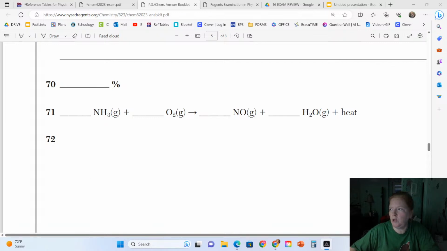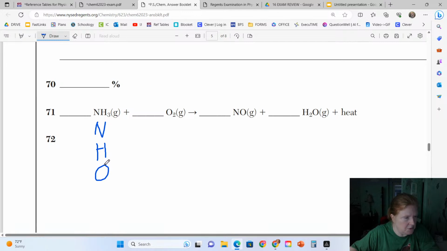So if we look at this question right here, to balance, if I just do a quick check, I can see what I have on this side of the equation. So this is how I like to do it. I'm going to make a list of elements, N, H, and O. And then on this side, I also have to have N, H, and O. But look at this. In a bunch of ways, this was a terrible one. See how O is in two places?